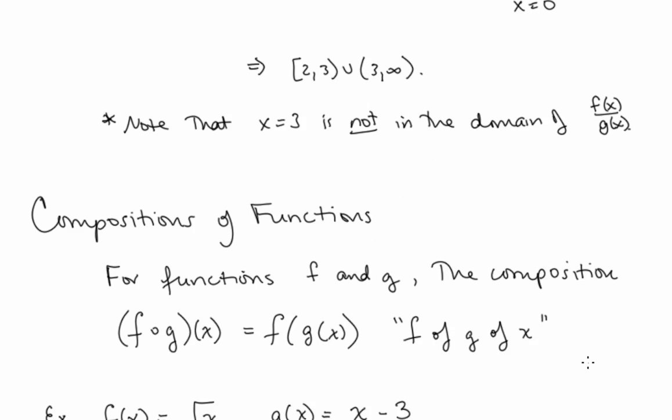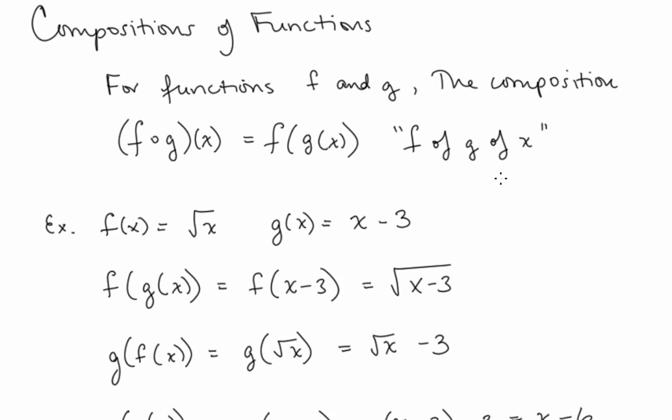Now let's talk about compositions of functions. For functions f and g, the composition f of g of x is equal to f of g of x. f of g of x, we read that as. So essentially we're taking g and we're plugging it inside f. So for example, if f of x is radical x and g of x is x minus 3, what does f of g of x look like? f of g of x is f of x minus 3. So we're taking x minus 3 and putting it under the radical. So this is radical x minus 3.